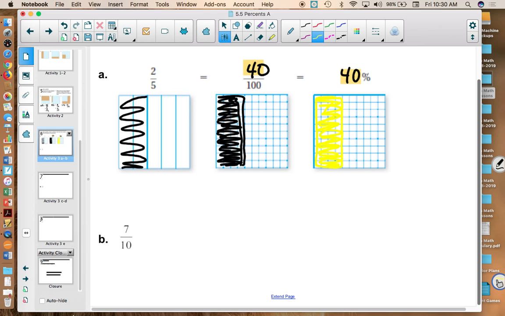You've got to model 7/10, and then model whatever the hundredths is. And if you do the hundredths, that's good enough for me for the percent. You don't have to draw 3 models, but you do need to draw 2.